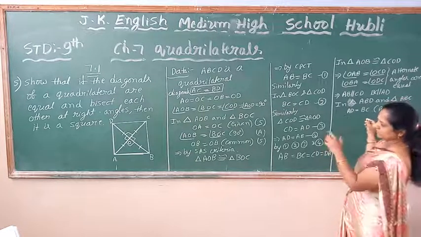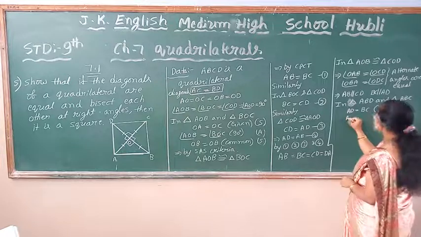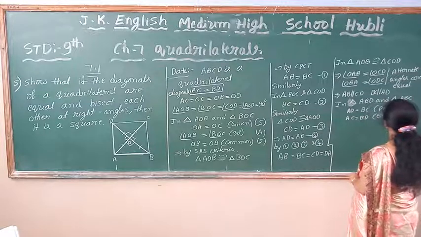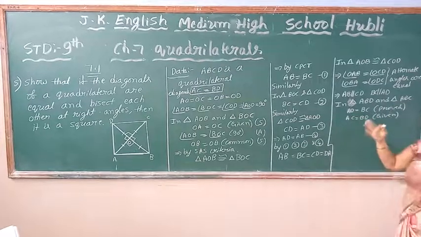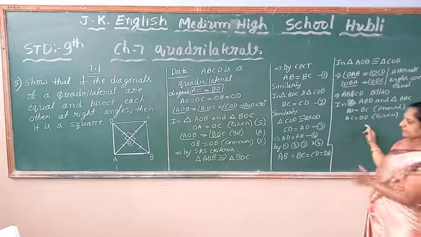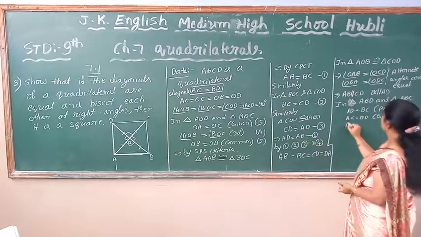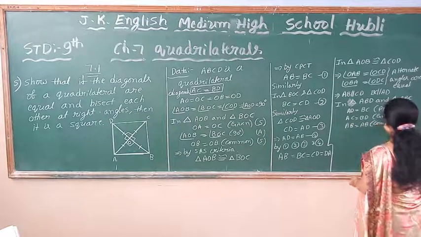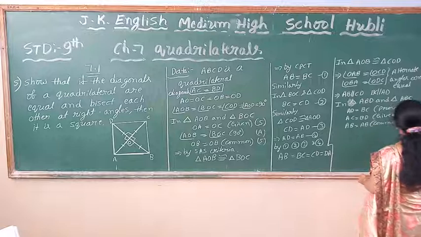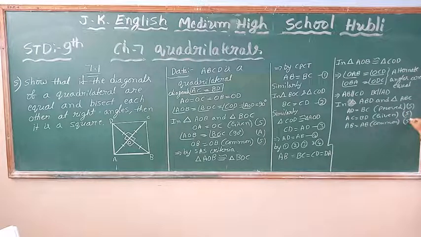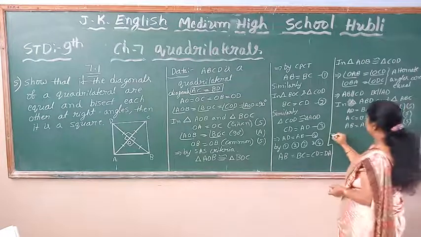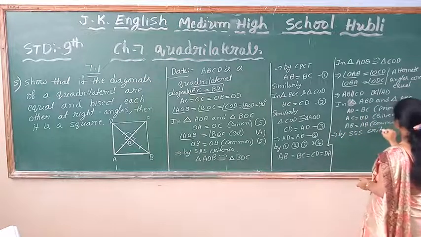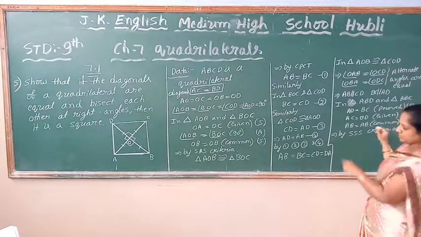Then already we are given diagonals are equal. That is AC is equal to BD. Diagonals are equal. It is given. These two diagonals are equal. Already it is given in the first statement. Then AB is common to both. AB is equal to AB. It is common to both. So by SSS criteria, these two triangles are congruent.